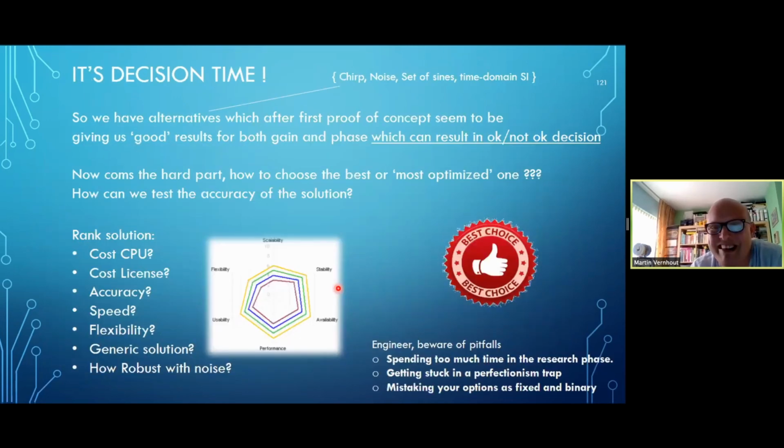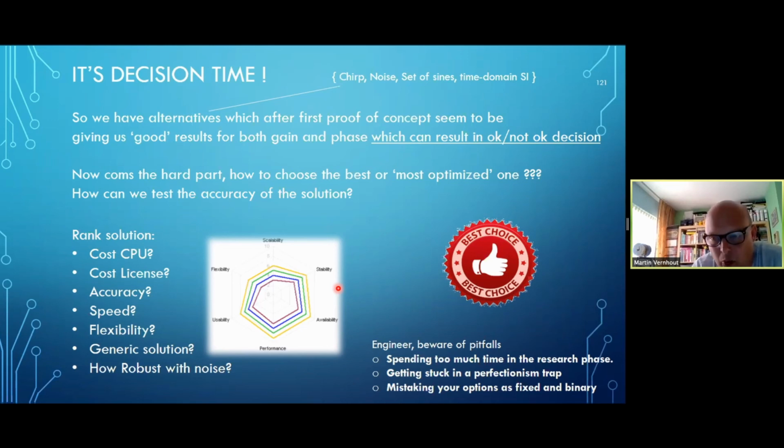So it's decision time. This is the most important one. Now, how do you rank your solution? How much time does it cost to compute the result? Do you need a license for it? What's the implied accuracy? What's the speed? What's the flexibility? Will it adapt to different transfer functions? How do you know if it is the best one? Is it a generic solution, and how robust is it to noise?